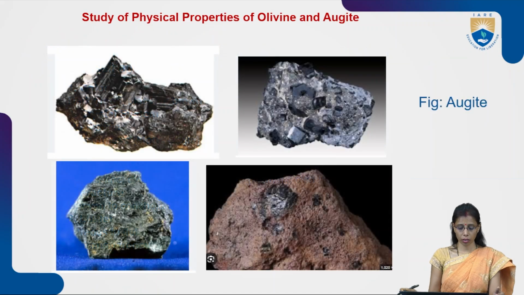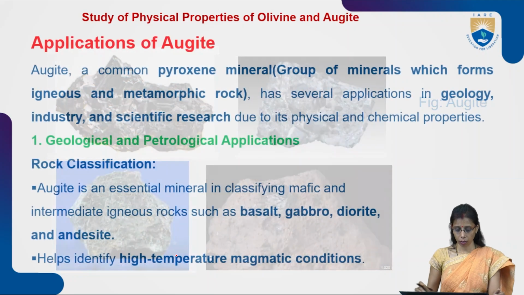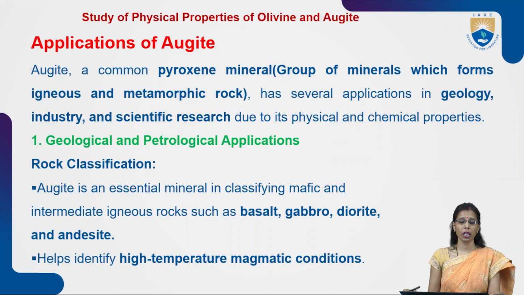Now if you see the examples here, we have different types of augite. Here you have black, brown and green colors. Now, if you talk about the applications, it has applications in various fields.